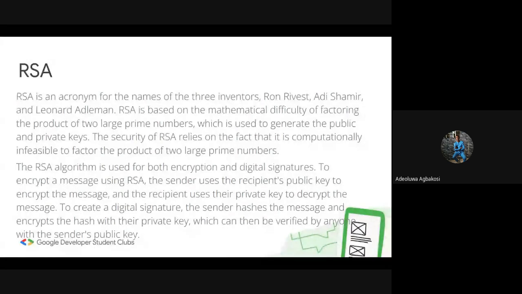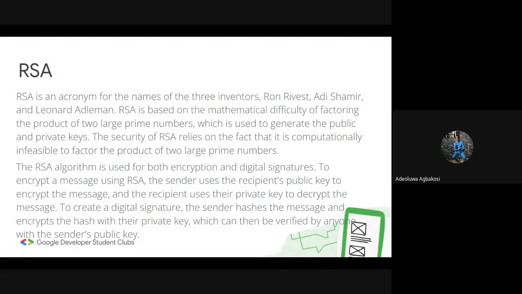Now, RSA is based on the mathematical difficulty of factoring the product of two large prime numbers, which is used to generate the public and private keys. So, practically, it is infeasible to factor the product of two very large prime numbers. That's basically what the RSA cipher is built on. The security of RSA relies on the fact that it's computationally infeasible to factor the product of two large prime numbers.